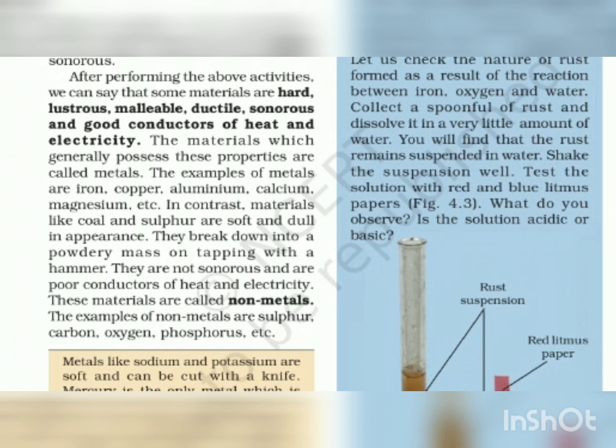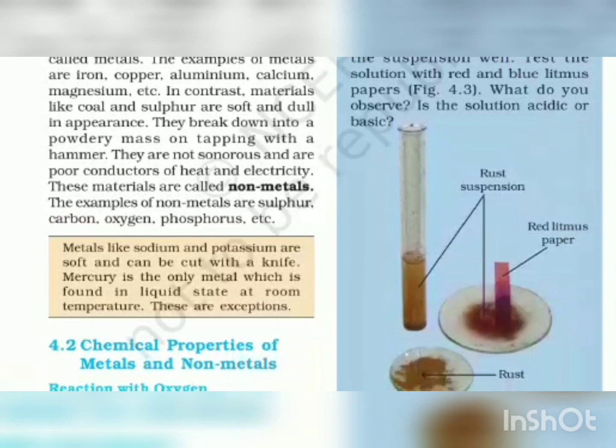In contrast, materials like coal and sulfur are soft and dull in appearance. They break into a powdery mass on tapping with a hammer, which we have seen in the experiment. They are not sonorous and are poor conductors of heat and electricity. So here you get the distinction between metals and non-metals. These materials are called non-metals, and examples of non-metals are sulfur, carbon, oxygen, phosphorus, etc.